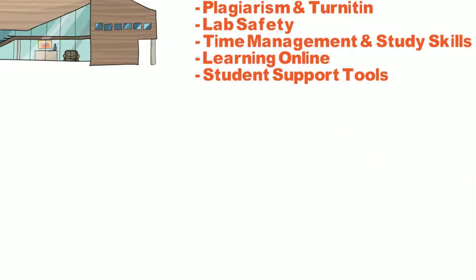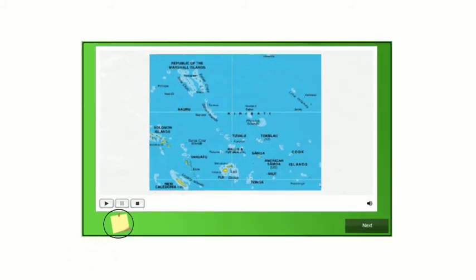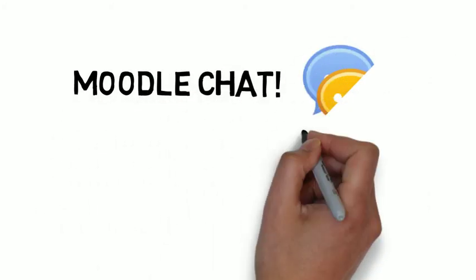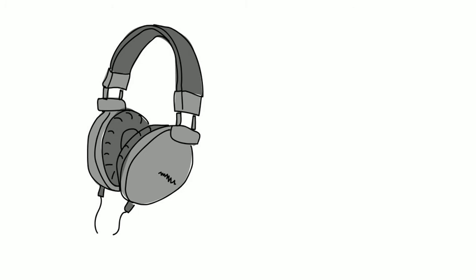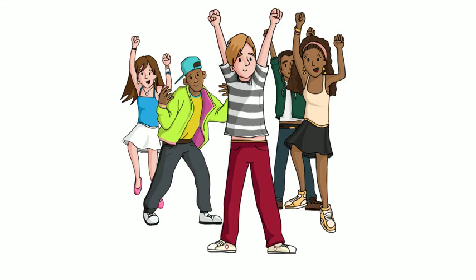In the orientation online, you can use your notebook to note down notes which you may feel important to you or use the sticky notes feature available which can be easily saved to your computer or external drive. We also have the Moodle chat features enabled so that you can communicate with other students and staff who are online and in the chat session. To get the most out of the orientation online, we advise you to use headphones or speakers for audio. Have fun during this orientation online.